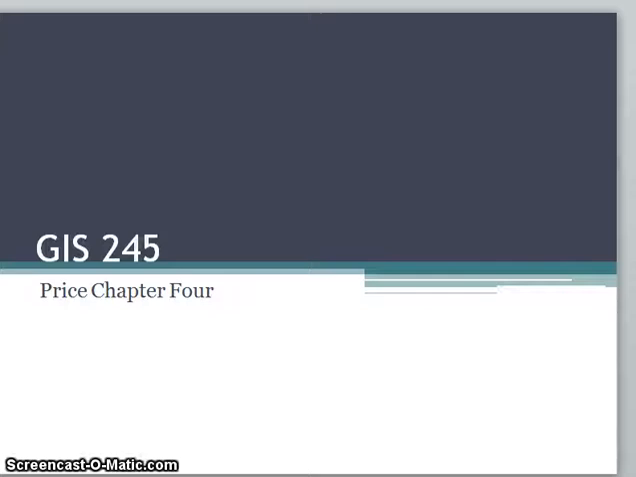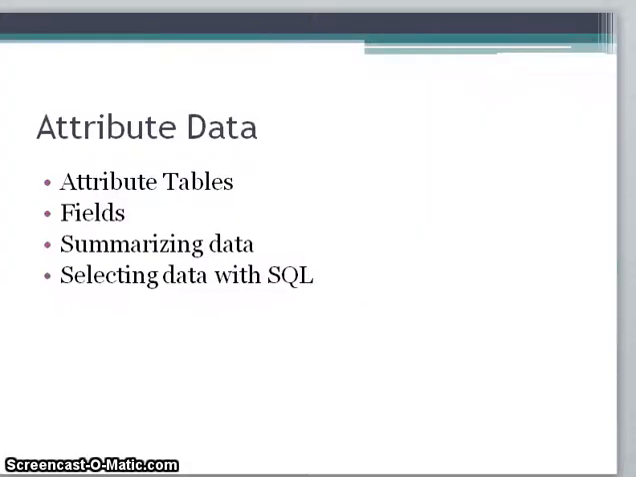So in Chapter 4, we really start to add some exciting functions to ArcGIS. You start to really be able to create data and manipulate data and really see the power of a GIS system. So this chapter is going to work through attribute data, attribute tables, fields, summarizing data, and using some SQL queries, I hope. I'll have to take a look and see if that's true, but we're going to assume that it is.